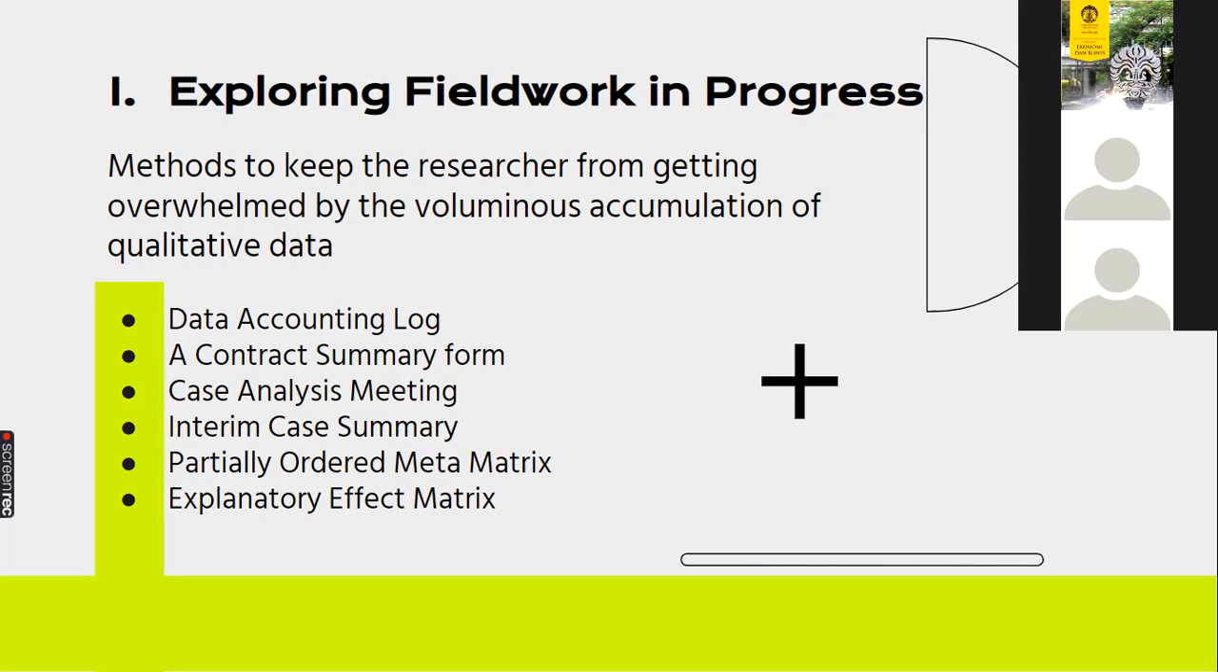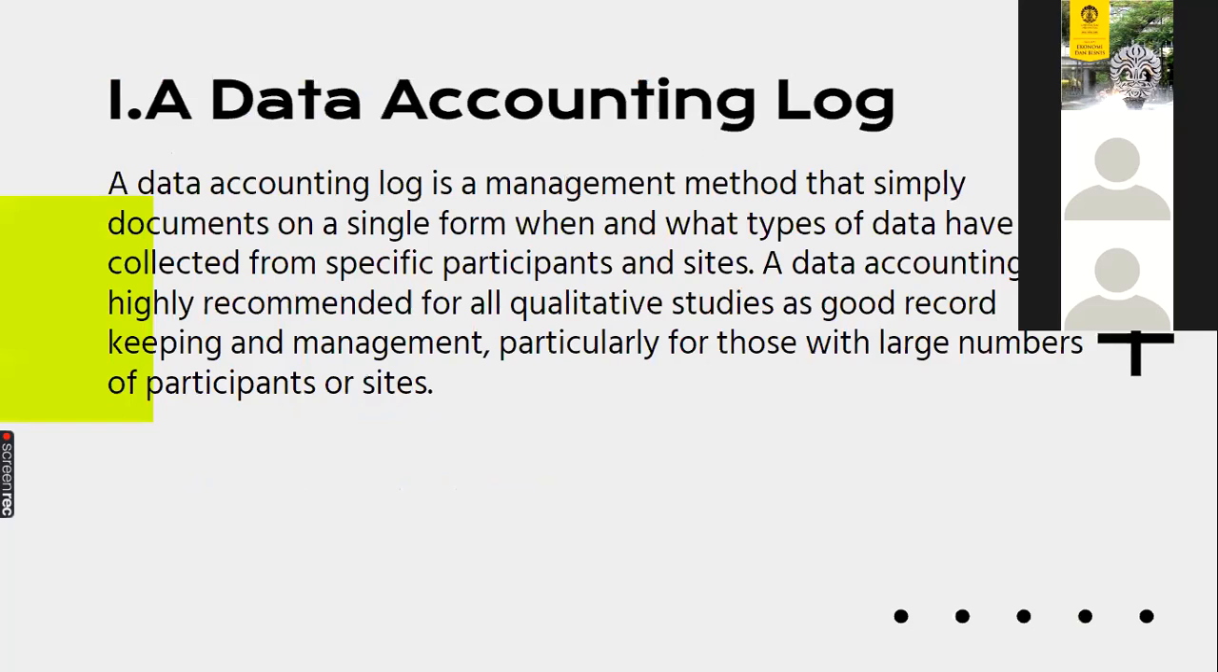And there are six forms in which exploring fieldwork in progress can be done. They are a data accounting log, a context summary form, case analysis mapping, interim case summary, partially ordered meta-matrices, and explanatory effects matrices. Next slide. Okay, so the first form is a data accounting log. A data accounting log is a management method that simply documents on a single form when and what types of data have been collected from specific participants and sites. It is highly recommended for all qualitative studies as good record keeping and management, particularly for those with large numbers of participants or sites. Next.